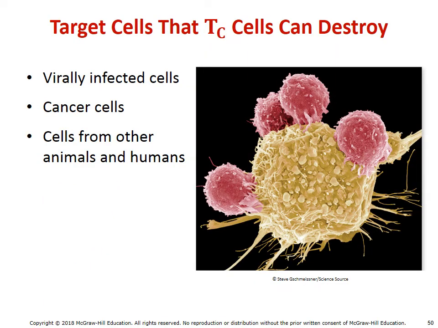Ultimately, it's important to understand that cytotoxic T cells have some pretty particular targets. Cytotoxic T cells are most recognized for fighting things like virally infected cells that are even our own cells. Even versions of our own cells that are cancerous in nature can be destroyed by T cells. Or even cells from another animal.